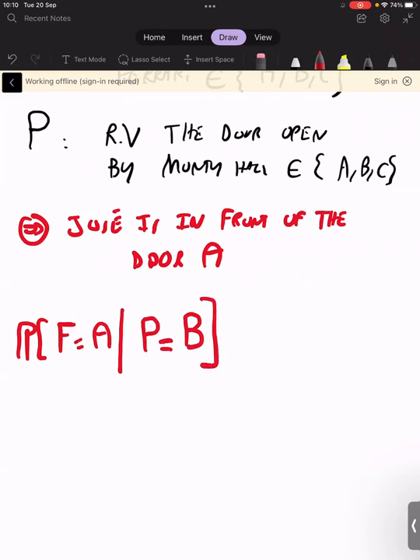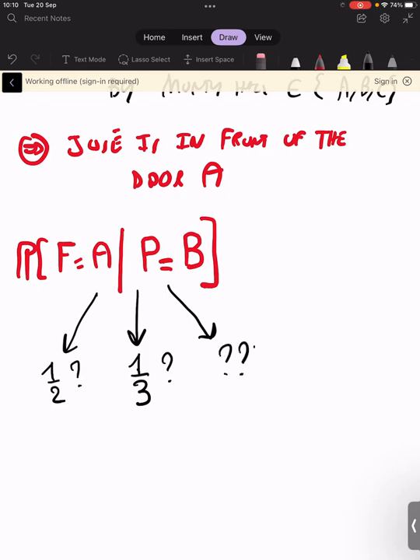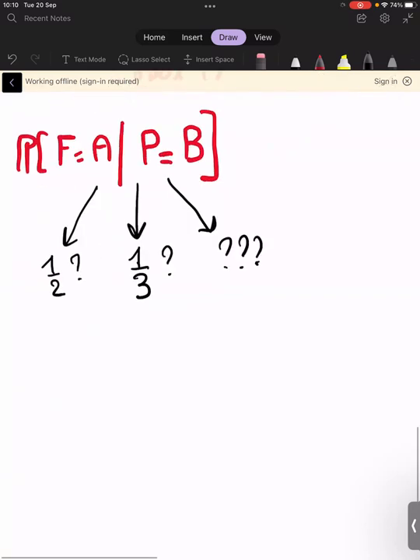Okay, so what can I find? Well, for example, I can find maybe 1/2. And if I find 1/2, then the people of non-changing will be right. I don't need to change, it's equiprobable. It stays two doors, with 1/2, 1/2. But maybe I can find 1/3, and then the other column, the people who change, would be right. Or maybe I can find other things. I don't know.